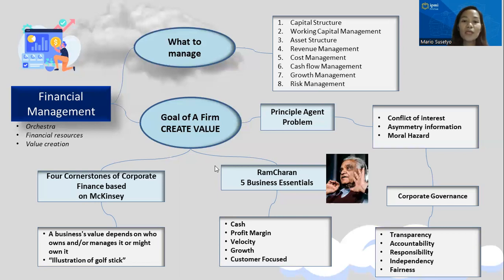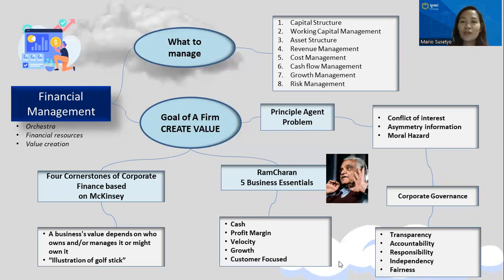In this value creation, we also learn about Ram Charan's 5 business essentials. Professor Ram Charan mentioned that there are 5 business essentials for all business holders. There are cash, profit margin, velocity, growth, and customer focus. We also learn about 4 cornerstones of corporate finance based on McKinsey. Professor Roy gave a good example of a golf stick illustration.